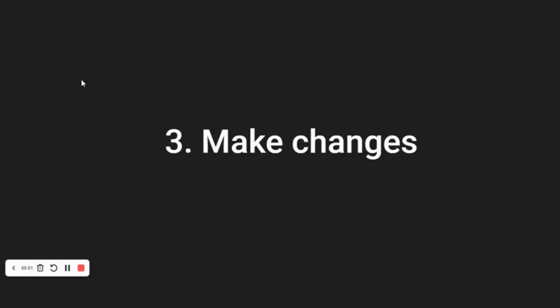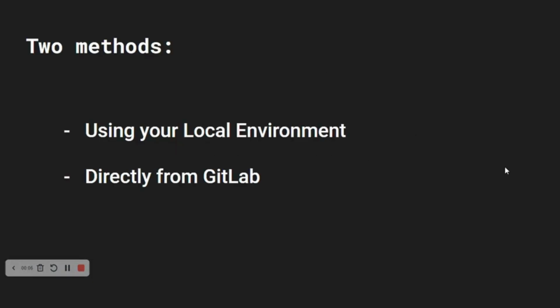Step 3: Make changes. We are going to explore two methods. One, using your local environment. This case applies if you have Visual Studio Code or any other development environment installed on your machine. The second method is directly from GitLab without using any local environment.